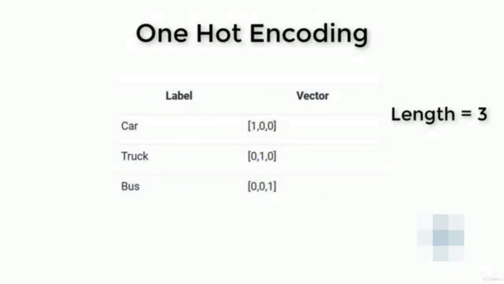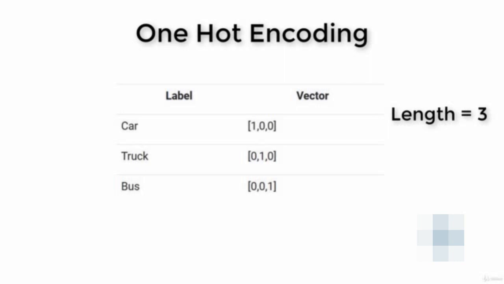We can see that each time the model receives input that is a car, it is not interpreting the label as the word car, but instead is interpreting the label as this vector 1, 0, 0. For images labeled as truck, the model is interpreting the truck label as the vector 0, 1, 0. And for images labeled as bus, the model is interpreting the label as vector 0, 0, 1.